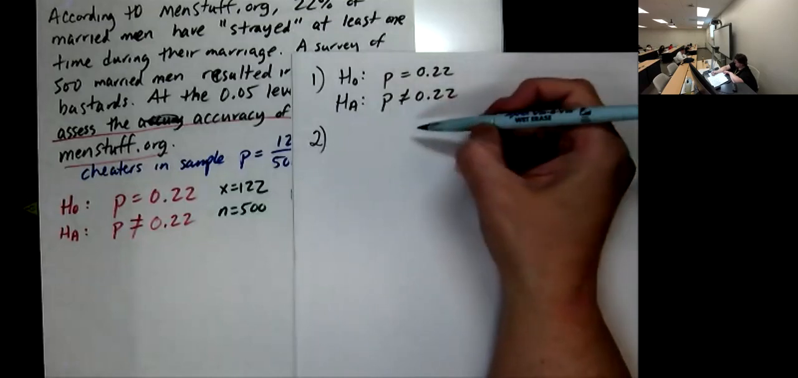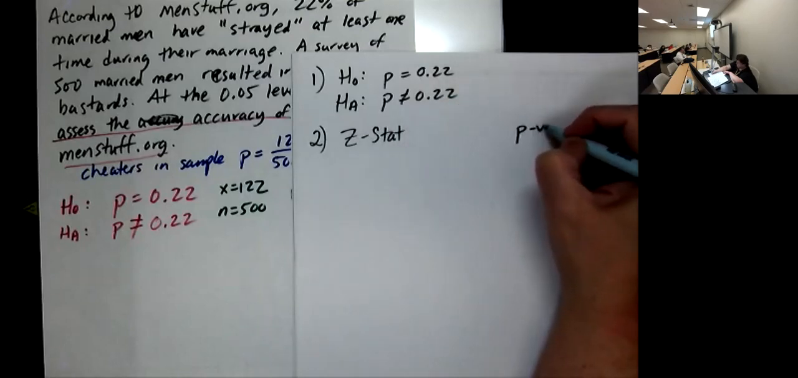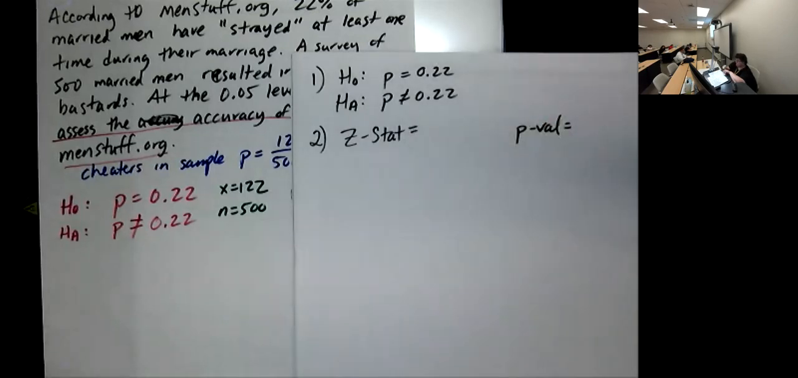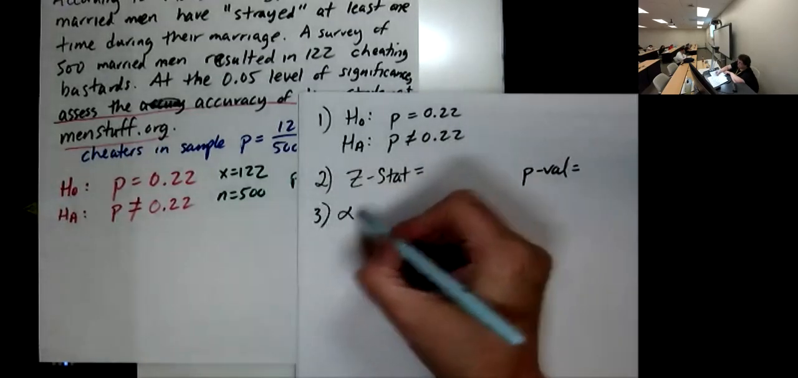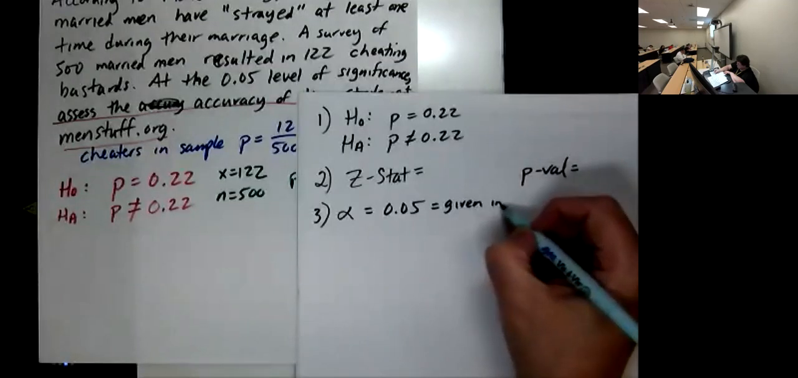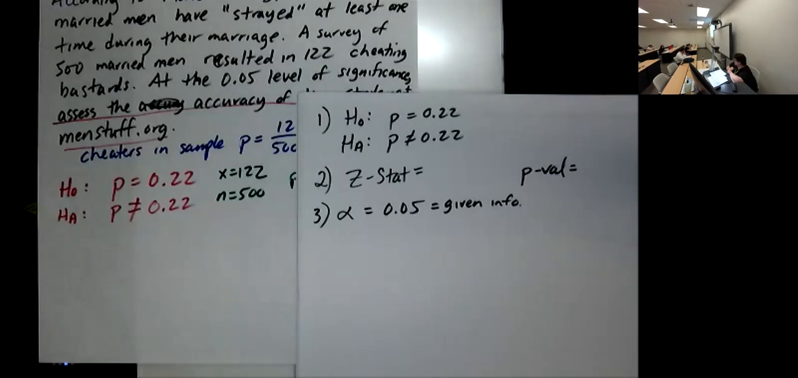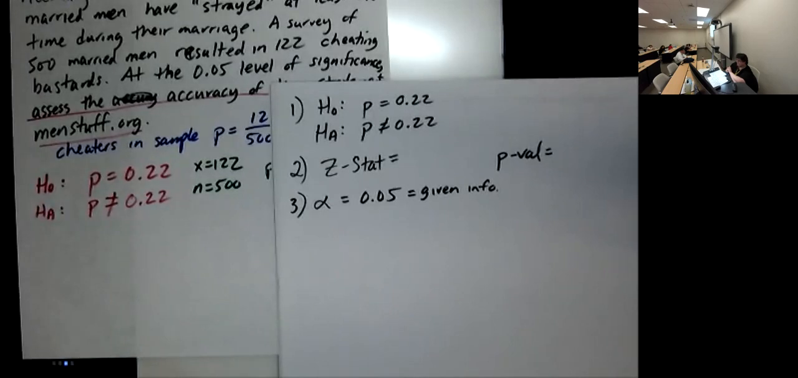So step one, we actually did. I did it on the other page. It was identify H naught and HA. Two is find the test statistic, which we saw in the last problem said Z-stat. We're looking for p-value as well. StatCrunch is going to spit those out. The problem has given me a level of significance. They did tell me what alpha is. Alpha equals 0.05, and it was given info. It's not just the default, it's the given as well. I can't do step four, which means I can't do step five until I do step two. So when everyone's done writing, we will go over and do step two.